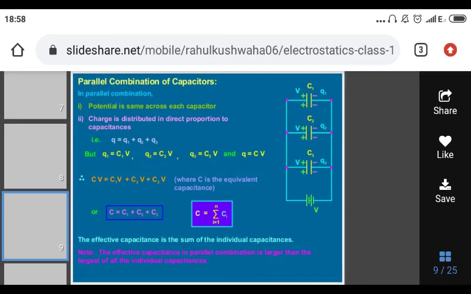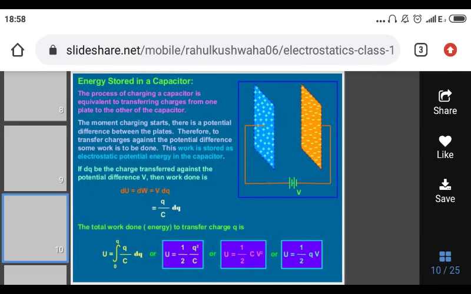Okay, now parallel plate capacitors when connected in parallel, we have seen that also. Energy stored in a conductor, we have seen that also.